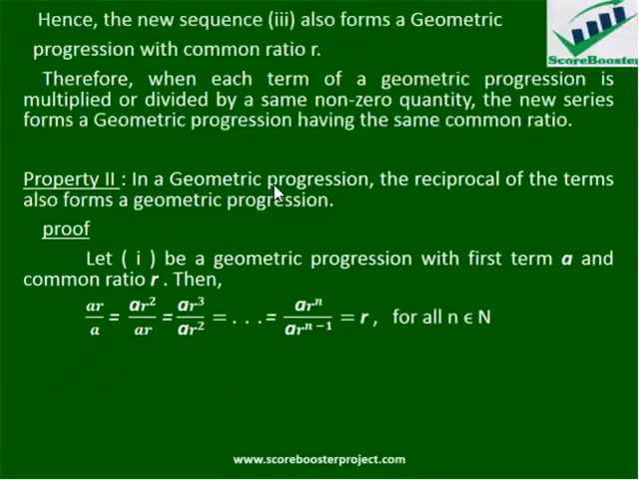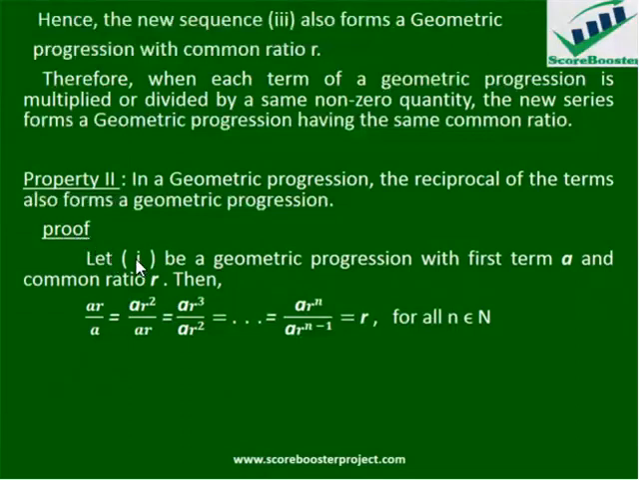In a geometric progression, the reciprocals of the terms also form a geometric progression. That is, if you have the terms of a geometric progression and you take their reciprocals, the reciprocals of those terms also form a geometric progression with a unique common ratio. Now we'll move to the proof of the second property.